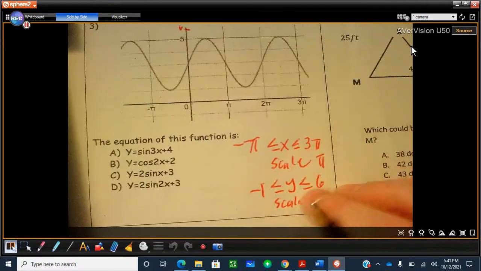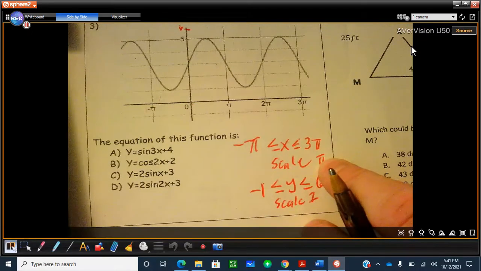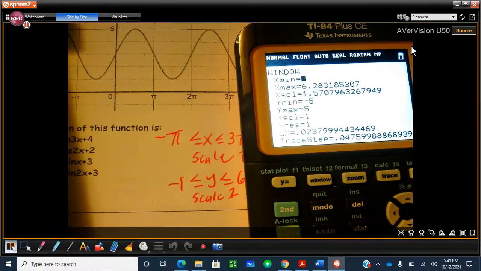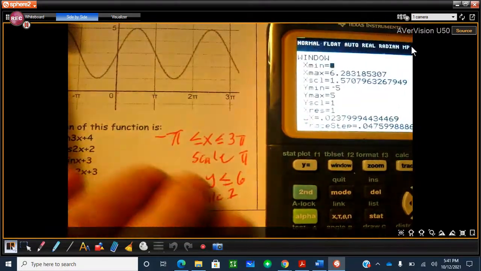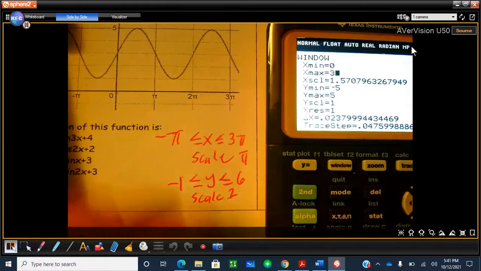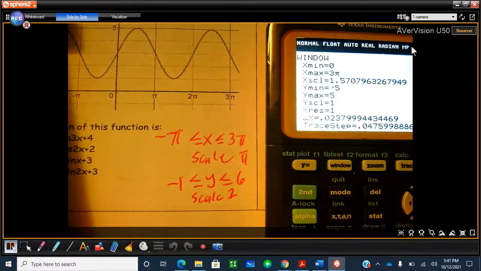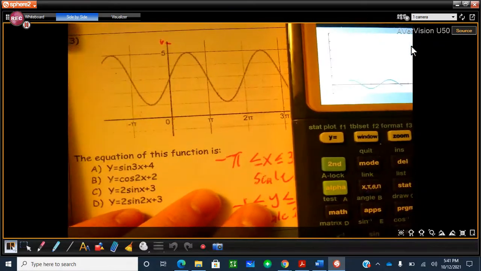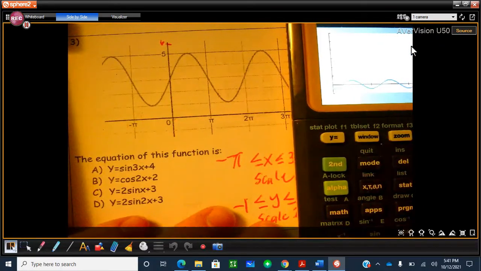So when you put this in Desmos and you find the graph, now on the TI, I'm going to go to Window, and instead of this x is less than or equal to, my max I'm going to say is 3 pi, and my scale is pi, and my y max I'm going to say is 6, and my y min is negative 1. And now when I graph, look, I actually didn't take my old graph out, so I have to wait for it.